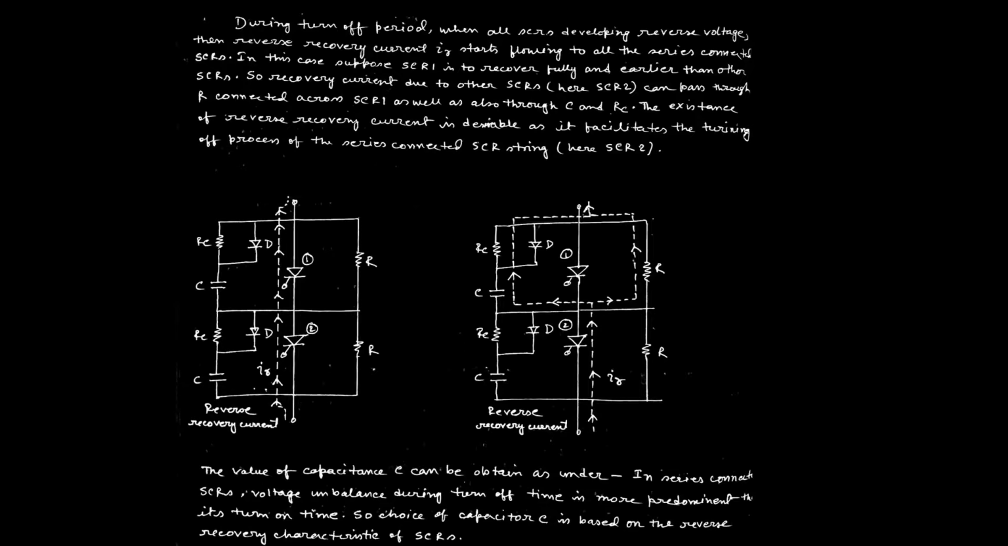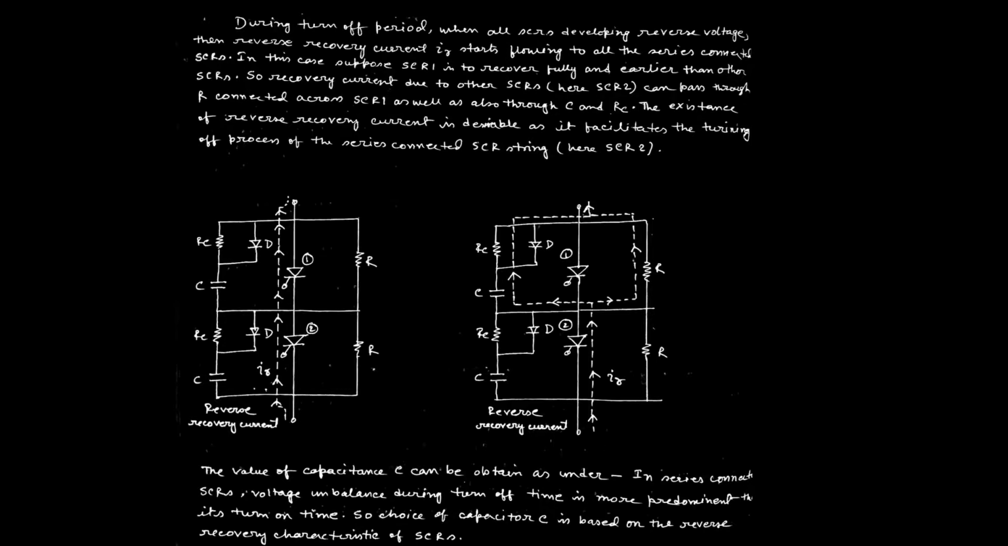Actually, see, once the reverse recovery current starts flowing in the opposite direction of the two SCRs, SCR 1 and SCR 2, if the first SCR is blocked, this reverse recovery current will be split into two components. One is flowing to the resistance which is connected to the static equalizing circuit, and a different component is flowing to the capacitor and the resistance which is connected in the dynamic equalizing circuit.